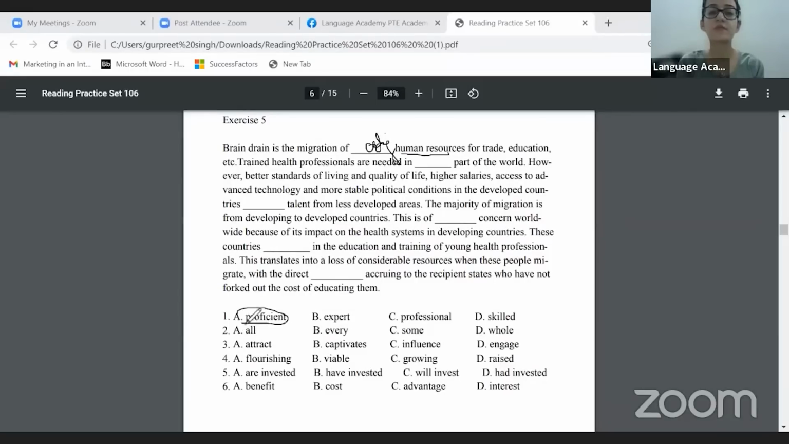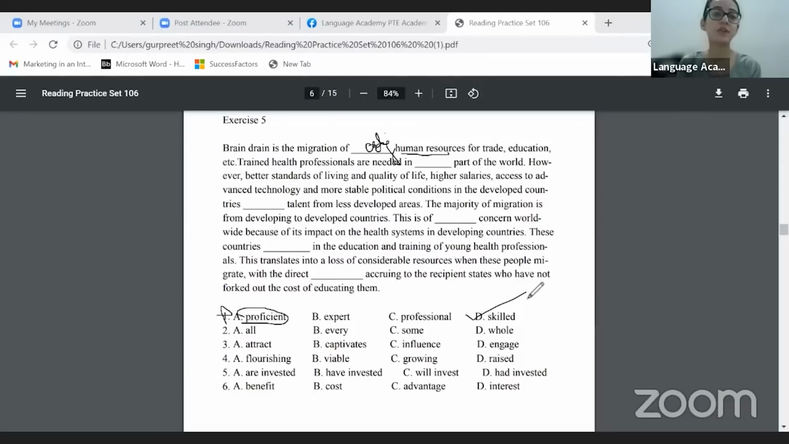Proficient is a word that we use for language. We did it last week. Proficiency is related to language. So brain drain is the migration of expert human resources. We also have migrated from different countries, from India to Australia. Are we experts? Are we professionals? Or are we skilled? So what is our migration called? We even have noticed it in the immigration policies, skilled migration.